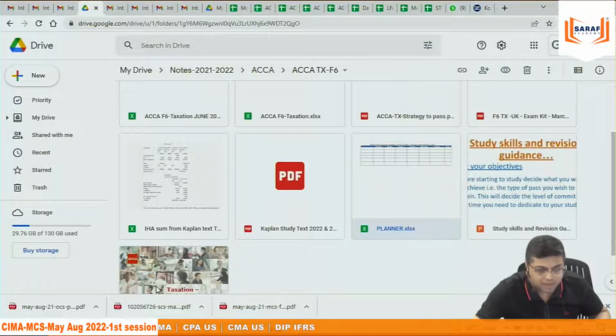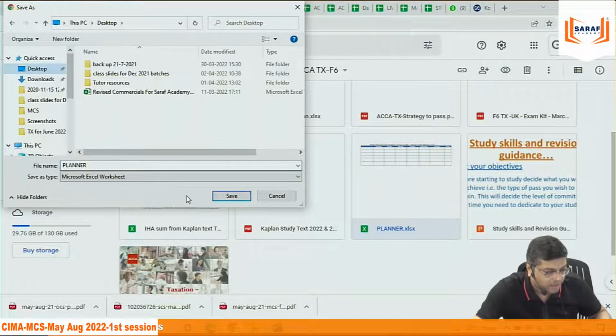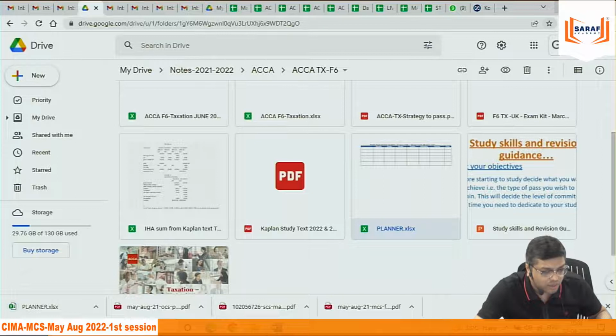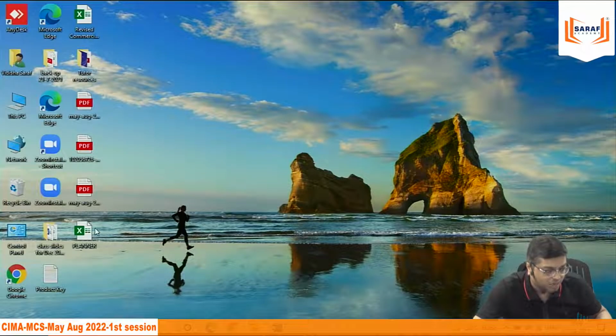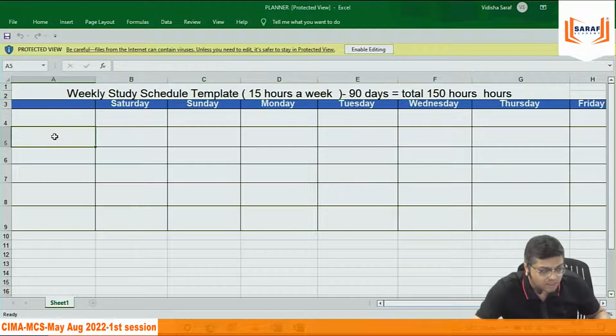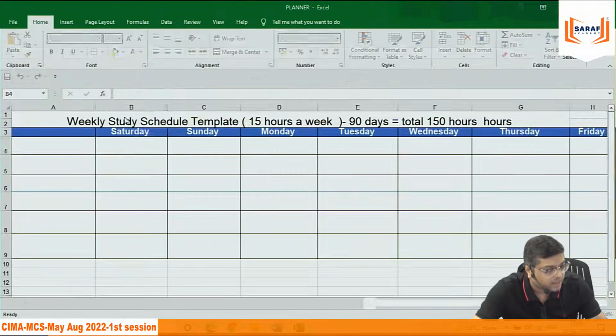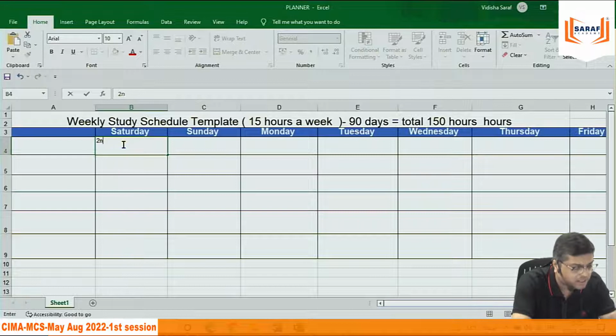This is the same planner I used in the SBR batch also. I said at that time, again, I need to have a target for how I will be achieving my targets. Like for me, for you, for everybody in the class. You need to make your routine. Saturday, today is 2nd of April. You will write 2nd April. You can make the row and column the way you like. It's your choice, how you want to do it.